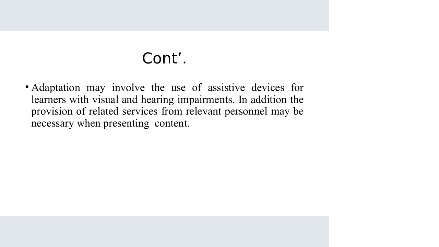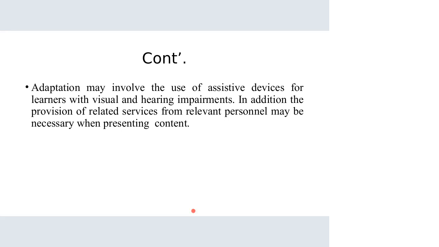In addition to the provision of related services from the relevant people who may be necessary as you teach. And for learners with visual impairment, the key adaptation will be in terms of speaking more, or you have to verbalize more, you must voice more. And the key adaptation for learners with hearing impairment, they may not be able to hear normally, and the key adaptation is in terms of how do we talk, how do we communicate with these learners. They may not speak, some they may not hear. You must adapt the skills as you communicate to them.